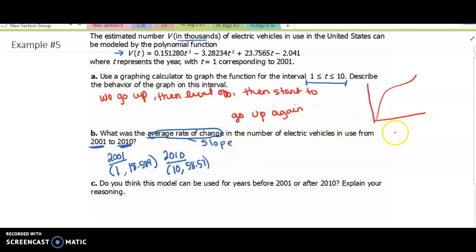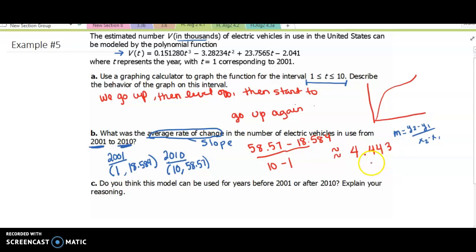Okay, now we know that our slope formula is y2 minus y1 over x2 minus x1. So if I just subtract my y's, I can say 58.57 minus 18.584 over 10 minus 1. And I put that in my calculator, I get roughly 4.443. And remember, this is in thousands, okay? So really, we could move this over here if we wanted to.